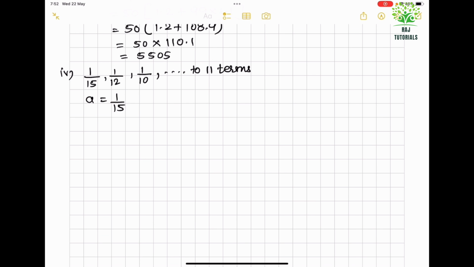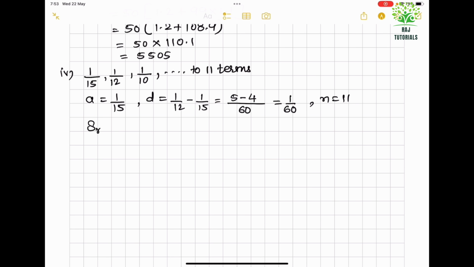Fourth one says 1 upon 15, 1 upon 12, 1 upon 10 to 11 terms. So a will be 1 upon 15, d will be 1 by 12 minus 1 by 15. 12 fives are 60, so 5 minus 4 (15 fours are 60), so that comes to 1 upon 60. Now n equal to 11.